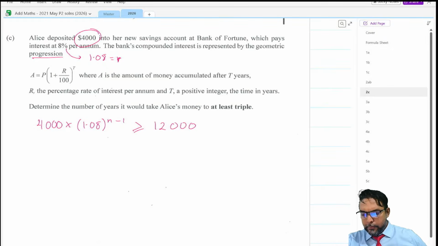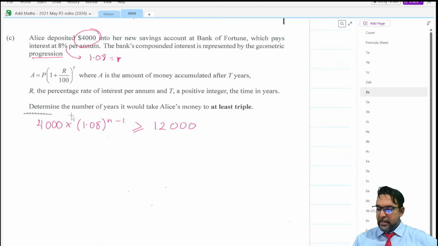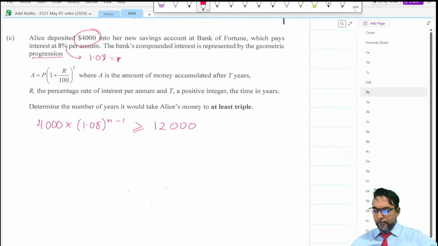But sir, how do you know it's gonna be more than the triple? It says to at least triple, yeah. So what did it ask me? Time? The T? You want the number of years, yeah, T. Wait, you did a log form. Yeah. Oh, it's solving for a power.